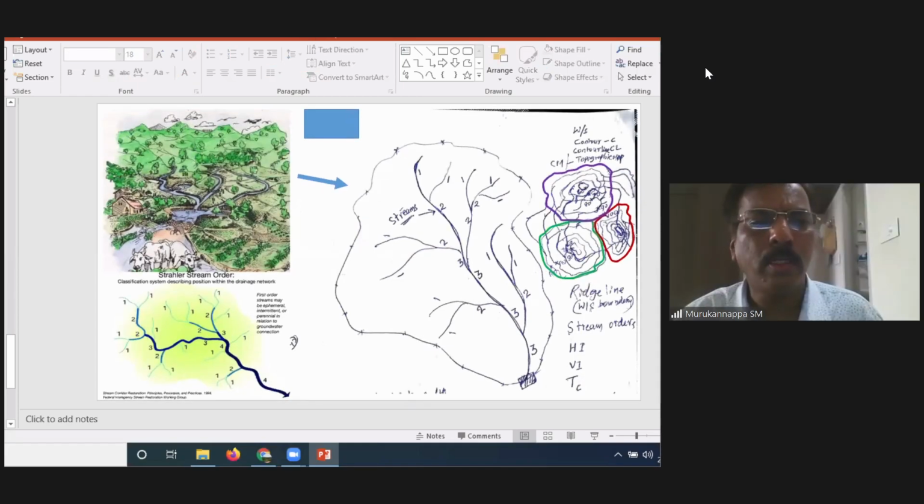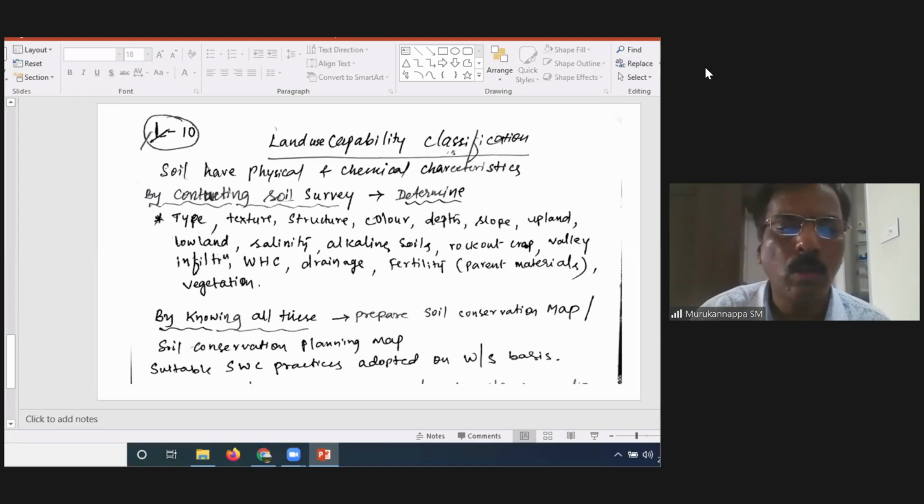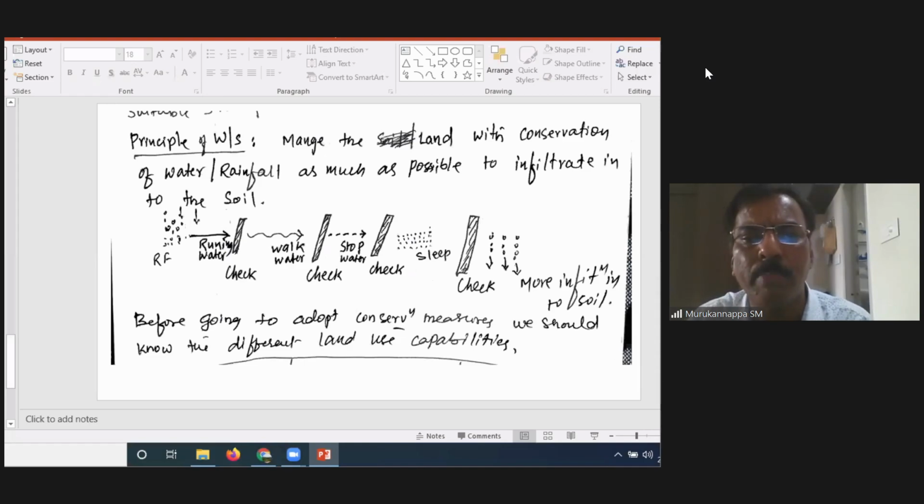So after making the map, in this way we have to prepare the map. After that we have to go for adopting or implementing the required conservation measures. Okay, so I have given one principle of watershed.